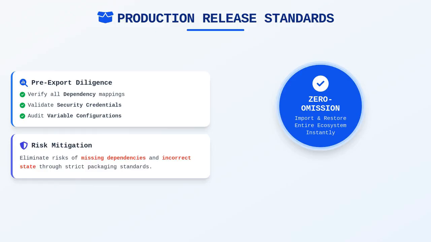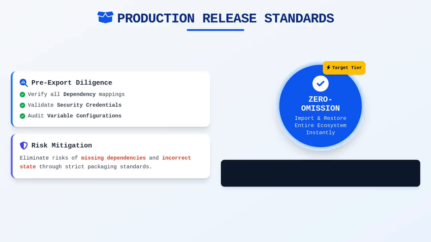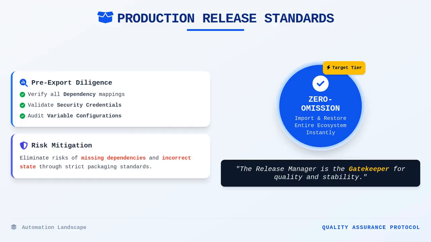We should aim for a zero-omission policy where the act of importing the release is sufficient to restore the entire automation ecosystem on the target tier. This discipline transforms the release manager from a mere utility into a gatekeeper for quality and system stability across our automation landscape.